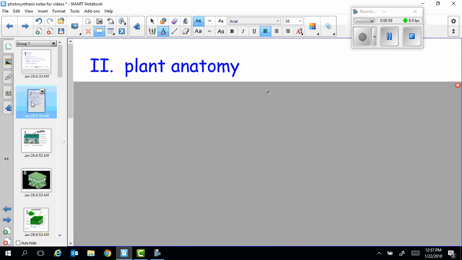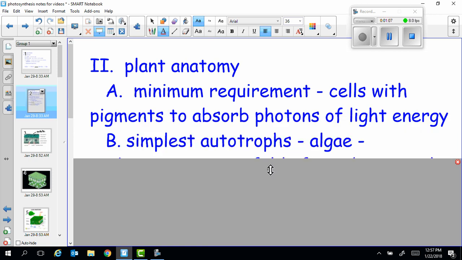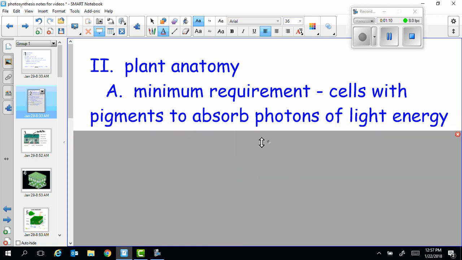All right, so let's get right into the anatomy. To understand how a plant's able to do photosynthesis and we're not, we've got to understand what they have. So some basic requirements: you have to have at least pigments to absorb light energy. Without those pigments, you can't do photosynthesis. So we do not have pigments like chlorophyll, so we're not able to do it.